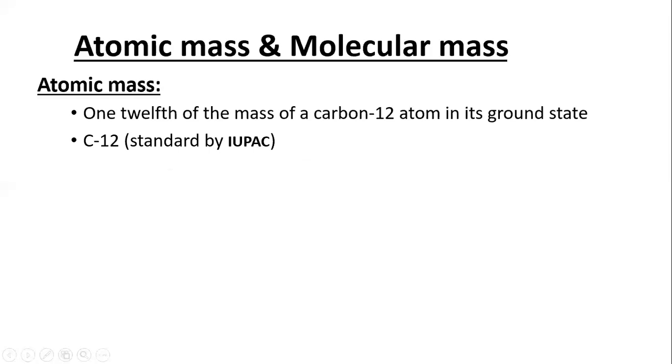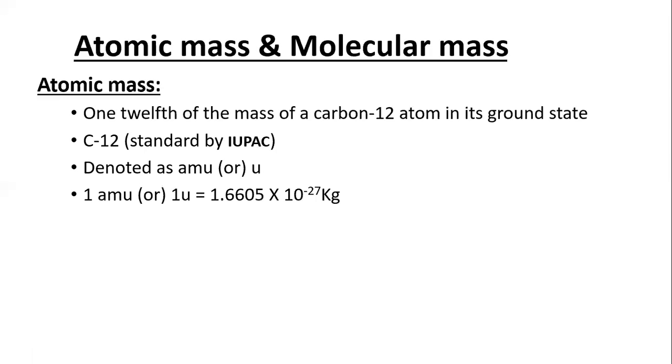Now this atomic mass is denoted by the symbol AMU or simply U. Okay. Now 1 AMU or 1 U is equal to 1.6605 into 10 to the power minus 27 kg, that is kilogram. Okay. So this is said to be an atomic mass.